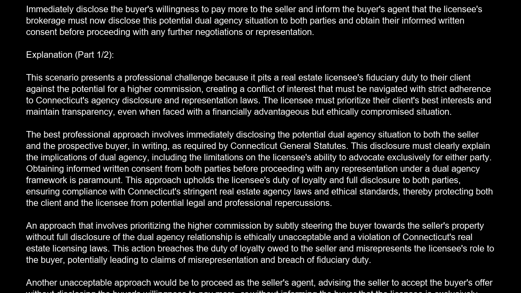An approach that involves prioritizing the higher commission by subtly steering the buyer towards the seller's property without full disclosure of the dual agency relationship is ethically unacceptable and a violation of Connecticut's real estate licensing laws. This action breaches the duty of loyalty owed to the seller and misrepresents the licensee's role to the buyer, potentially leading to claims of misrepresentation and breach of fiduciary duty.